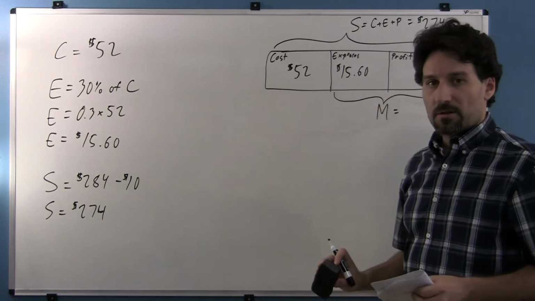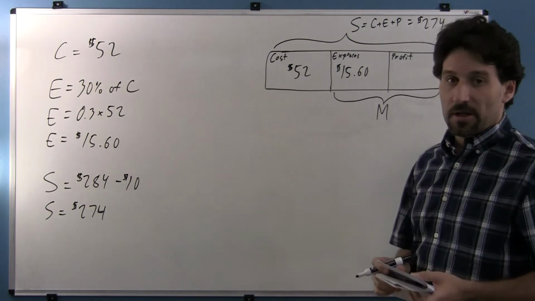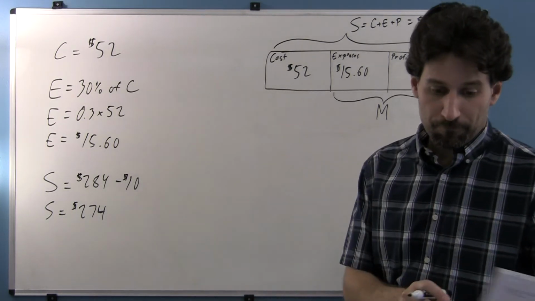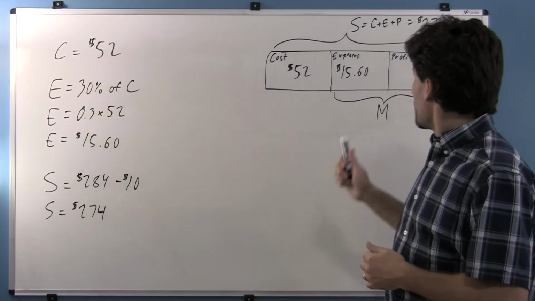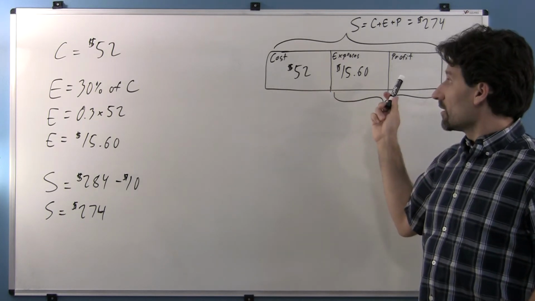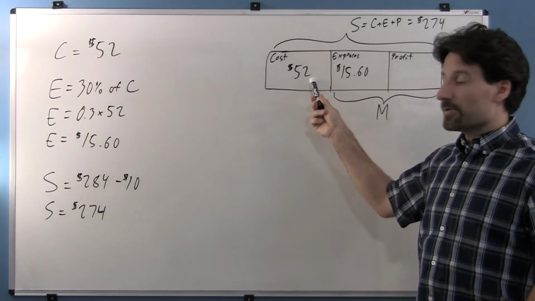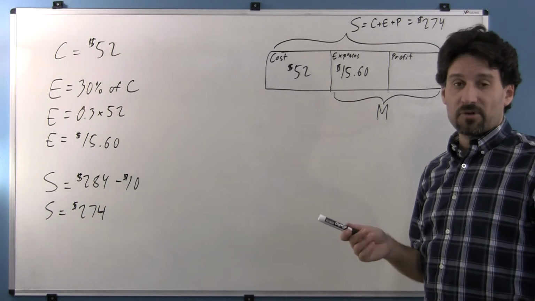And we're curious, our operating profit. I guess we don't need to calculate markup this time. It's not asking for it. There'd be no harm in doing it. But what have we got? We sell for $274. We have costs of $52 and expenses of $15.60. Anything after that is profit.